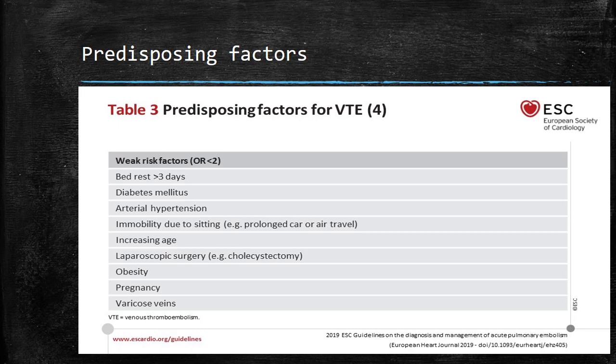Increasing age, and laparoscopic surgeries, obesity, pregnancy, and varicose veins. So we are done with the predisposing risk factors. All these risk factors are those which you have to keep in mind when you see a patient in whom you suspect that he's going to have a pulmonary embolism, or in those patients in whom you have a probable differential diagnosis of pulmonary embolism, you have to rule out all these predisposing factors.